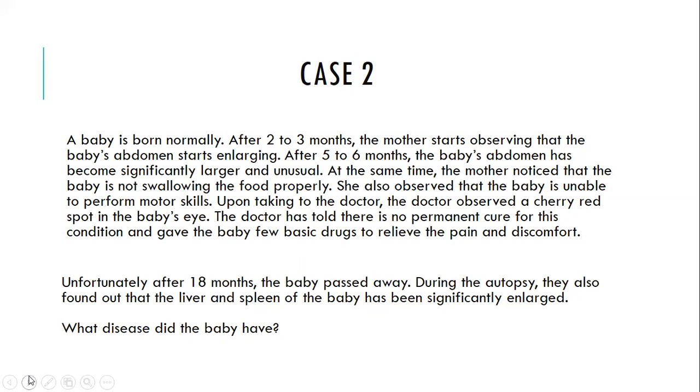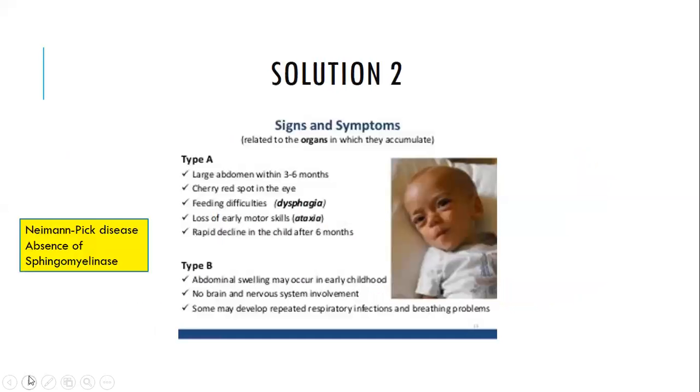We must know the facts to come to this diagnosis. So this is Niemann-Pick disease, which is because of the absence of the enzyme sphingomyelinase. Now, the proper answer is to decide whether it is type A or type B. Our baby has type A because the baby had a large abdomen, cherry red spot, dysphagia, which is feeding difficulties, and loss of early motor skills. And usually babies with Niemann-Pick type A do not live past 18 months of age. So this disease is Niemann-Pick disease.